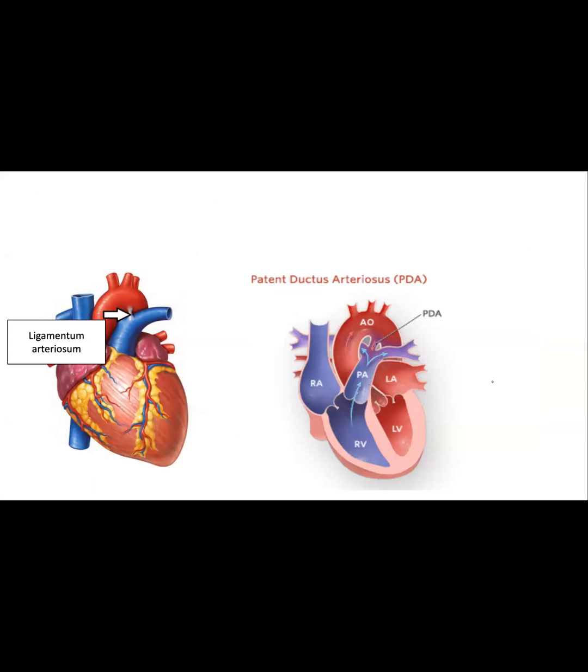So you can see this is the ligamentum arteriosus. This is how it's supposed to be when the baby is born. But if it's not turned into this and it remains open, that's when it's called patent ductus arteriosus.